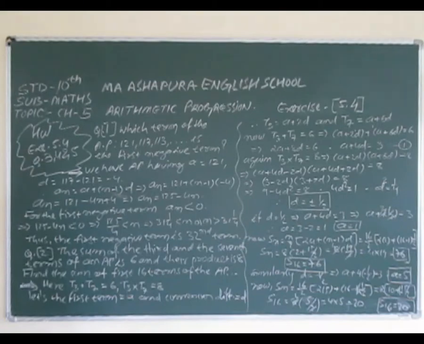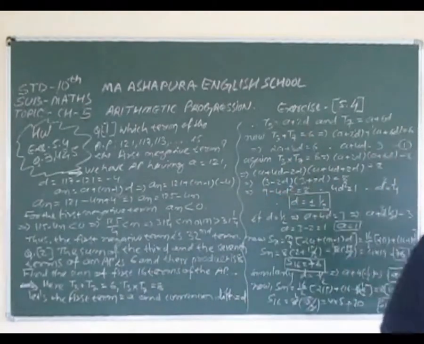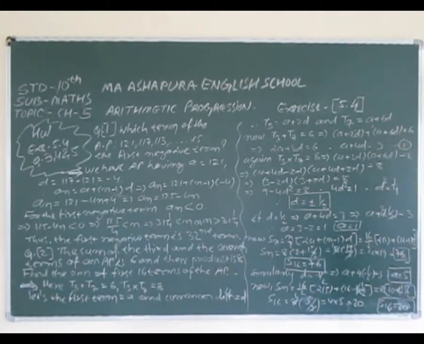Now let the first term be a and common difference be d. So we get here T3 is equal to a plus 2d and T7 is equal to a plus 6d. Now according to the first given condition, T3 plus T7 is equal to 6. So put the value of T3 and T7, and we get a plus 2d plus a plus 6d is equal to 6. Now open the bracket and simplify this. a plus a is equal to 2a, 2d plus 6d is equal to 8d, is equal to 6. Now 2 is the common factor, so divide both sides by 2, and we get a plus 4d is equal to 3, called result number 1. Once again, a plus 4d is equal to 3 is the first result.